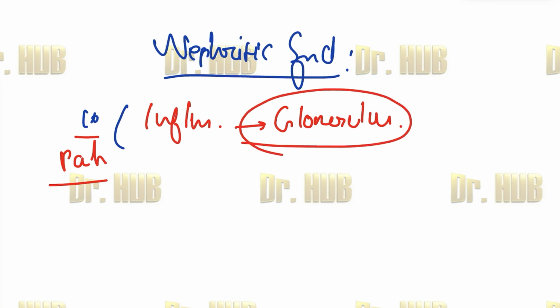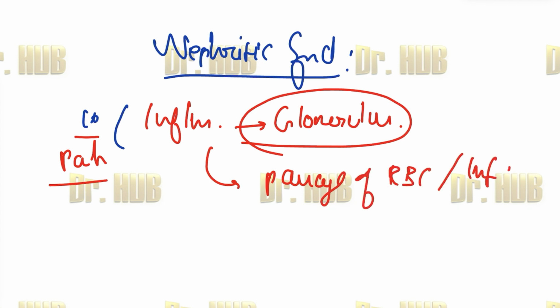Whereas in nephrotic, there was no significant glomerular inflammation, but there was a significant leakage of the plasma proteins and a defect in the glomerular filtration barrier. So here there's significant inflammatory injury to the glomerulus, resulting in the passage of RBCs, and also the inflammatory cells and the plasma proteins.